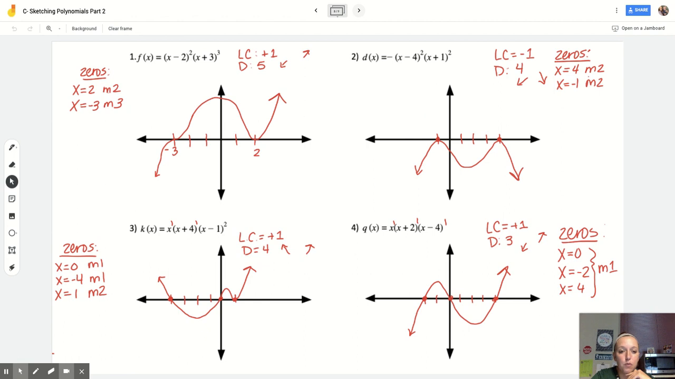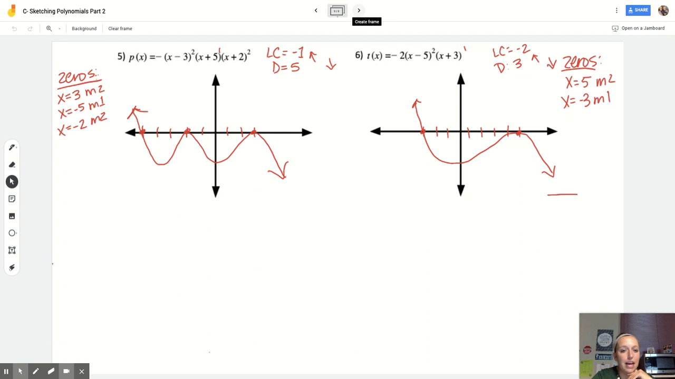And here's the key for the first 4 problems. And here's the key for the last 2 problems.